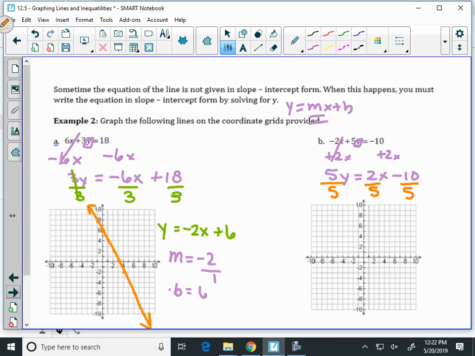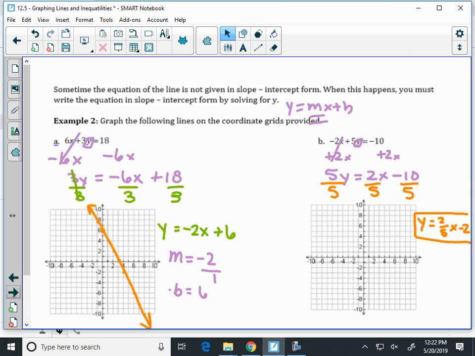So we get y is equal to, does 2 over 5 simplify? No, so we just leave it as 2 over 5. Do not write it as a decimal, keep it as a fraction. And then what's -10 divided by 5? Now we can graph. When we graph this, again, what's our m and what's our b? What's our slope and what's our y-intercept?